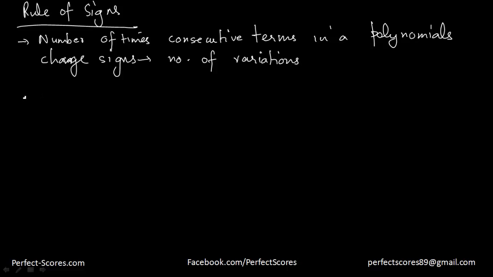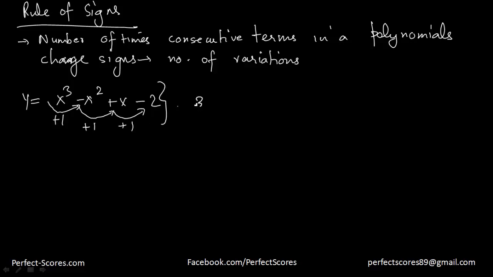is equal to the number of variations in the polynomial. Let's say for example y is equal to x cube minus x squared plus x minus 2. As you can see, it's gone from positive to negative. I'm talking about consecutive terms. From positive to negative, that's plus one variation. From negative to positive, that's again a variation. From positive to negative, that's again a variation. So the number of variations this polynomial has is equal to 3.